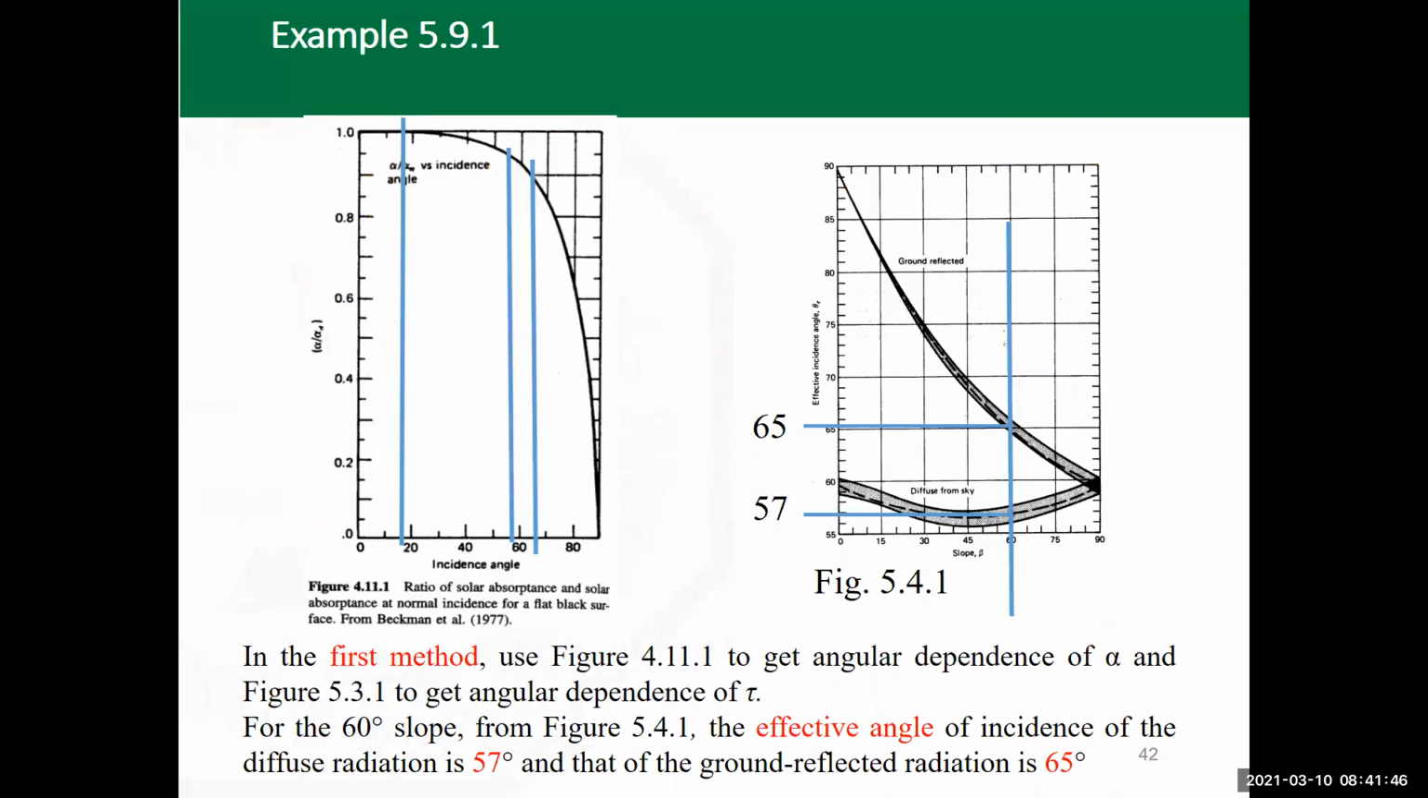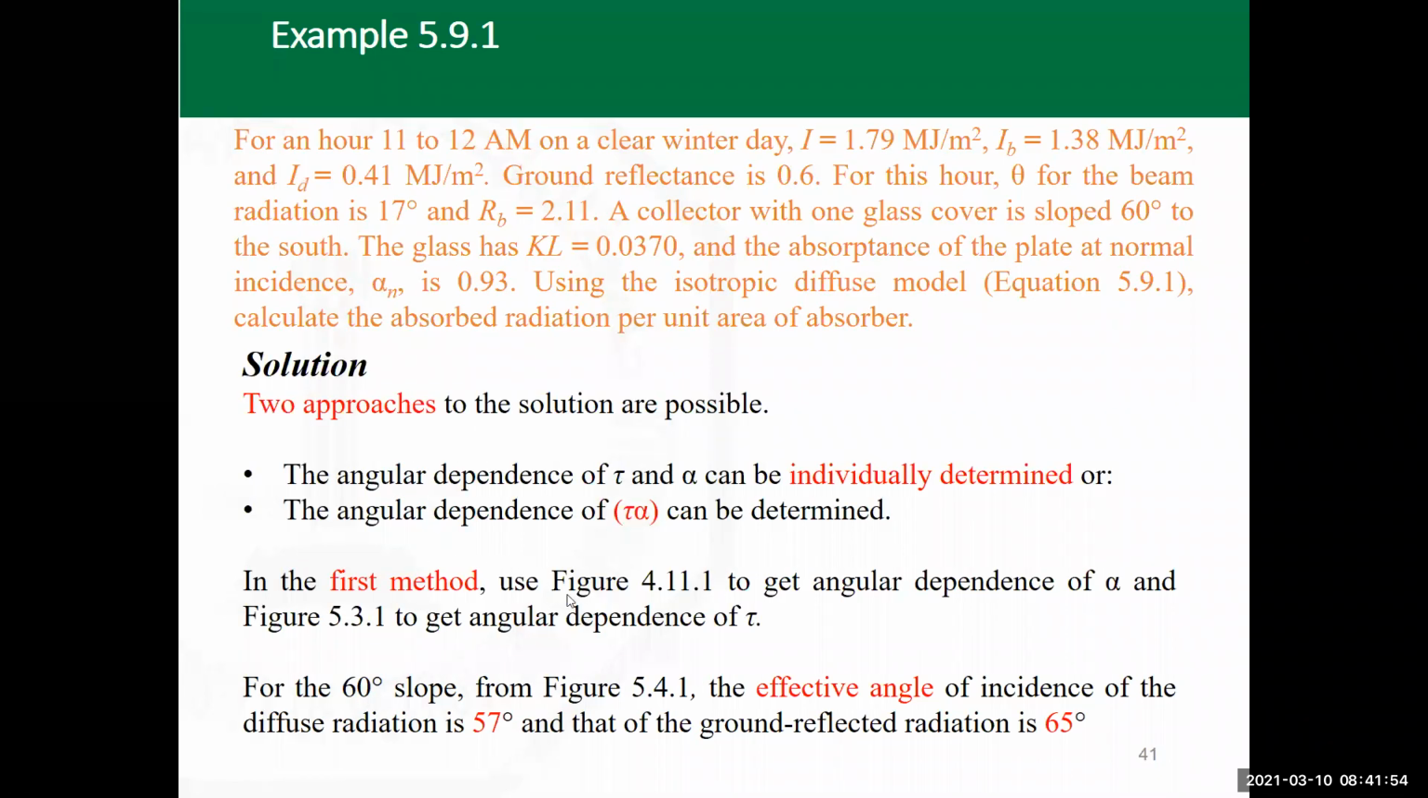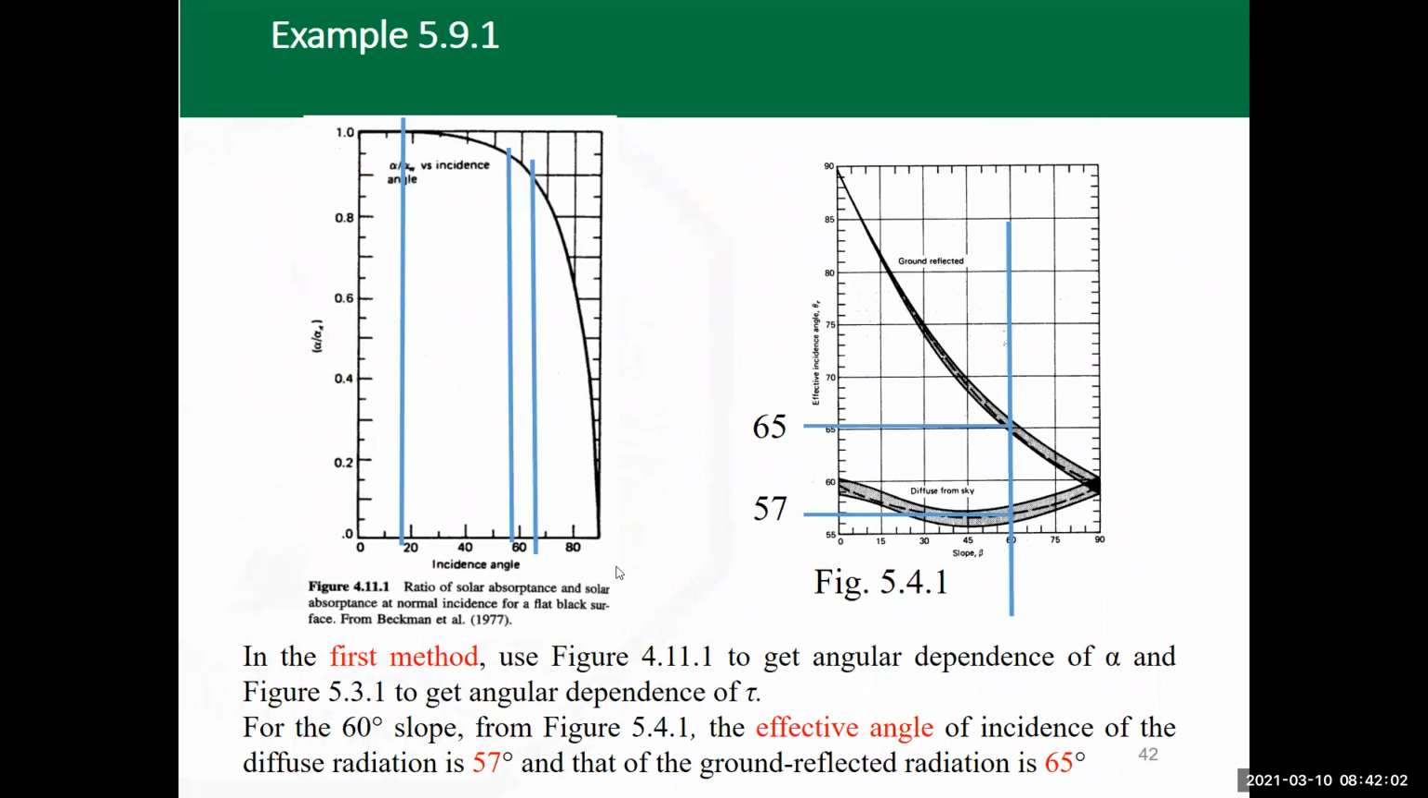To explain what I said, these are the two figures: we have 5.4.1 and we have 4.11.1. At 4.11.1, we need the angular dependence of alpha. So to start, let's look at figure 5.4.1. What does it do? It provides us, at this slope, the effective angle for the diffuse radiation and the effective angle for the ground reflected radiation.